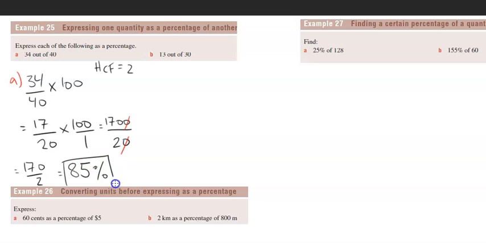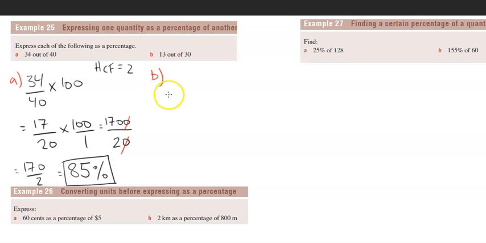So the amount is 85%. This is saying 34 out of 40. If you were to get a test, this is equivalent of 85%. Now this step over here, I knew 170 divided by 2 is 85, but if you're struggling with the division, you can always do your division process in order to get to that solution.